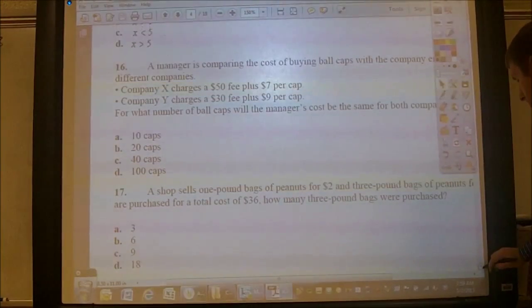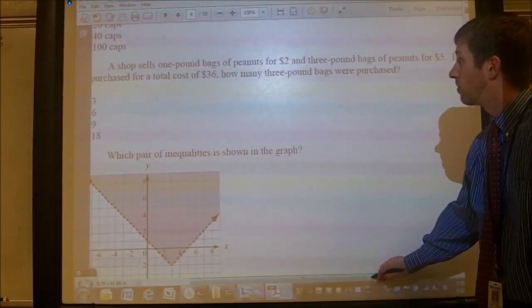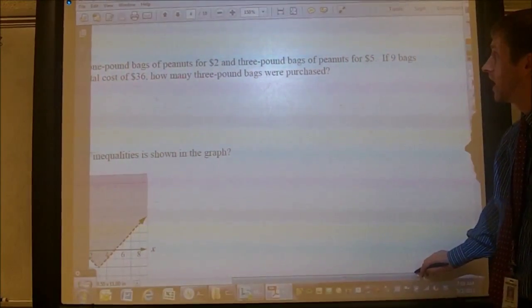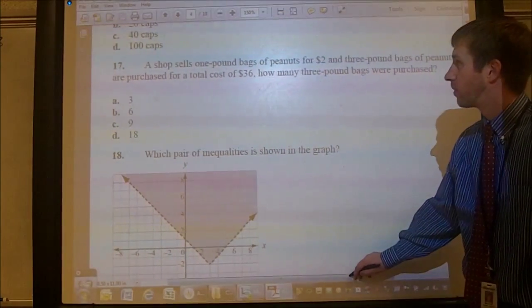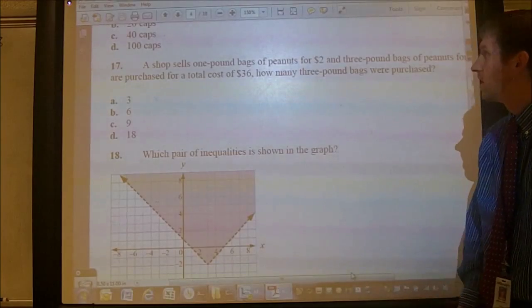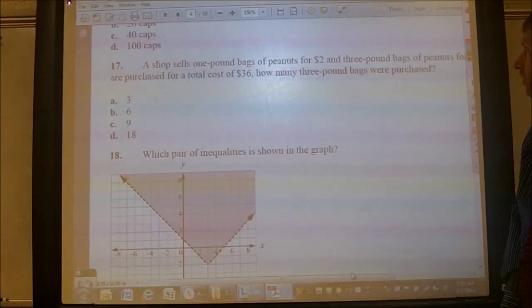Number 17. A shop sells 1-pound bags of peanuts for $2 and 3-pound bags of peanuts for $5. If 9 bags are purchased for a total cost of $36, how many 3-pound bags were purchased?